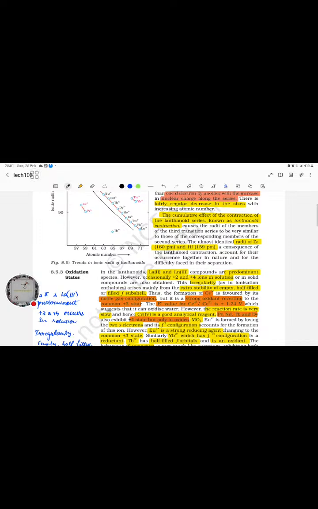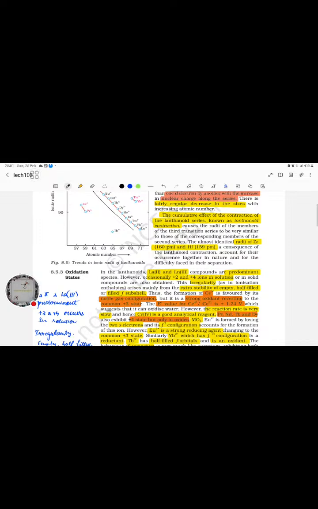Okay, so அதாவது என்ன சொல்ல வராங்க, the cumulative effect of the contraction of the lanthanide series, known as the lanthanide contraction, causes the radii of the members of the third transition series to be very similar to that of the corresponding members of the second series.